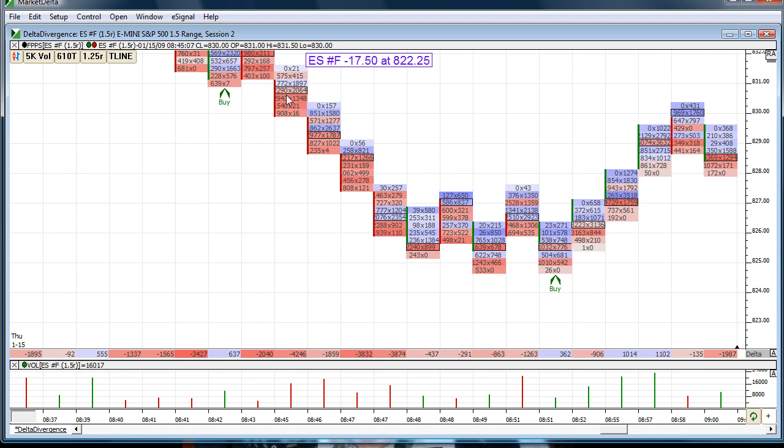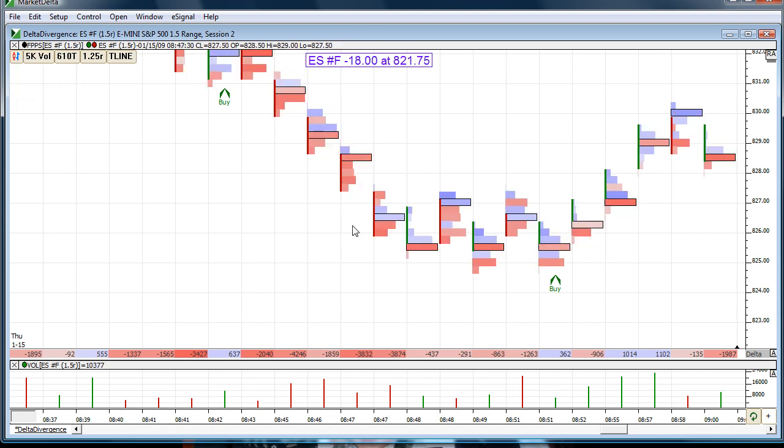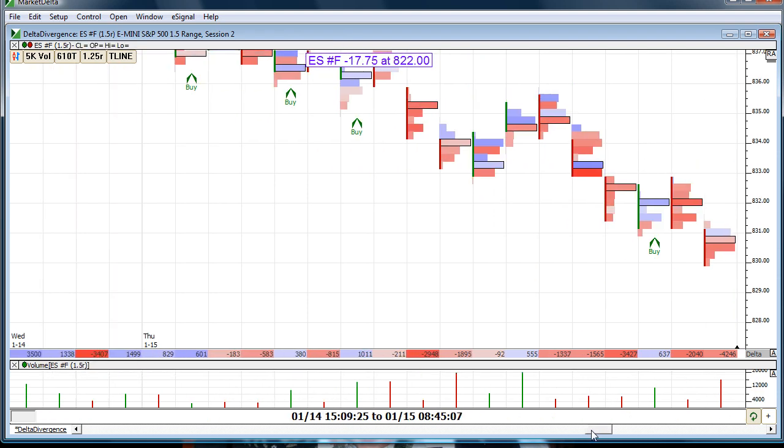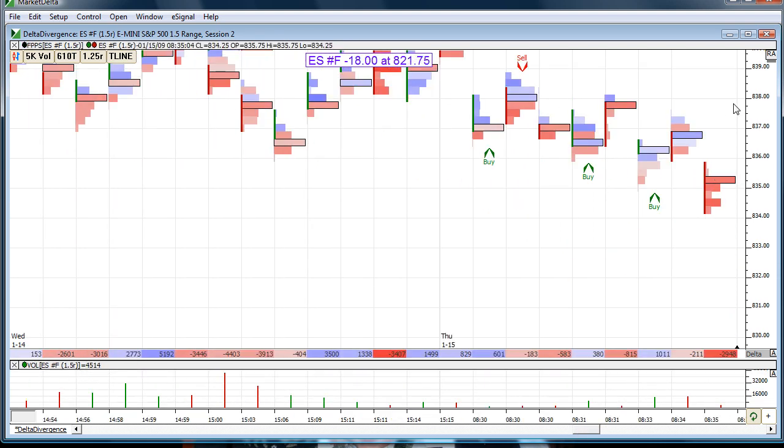Now to look at this another way, I'll change this to a footprint profile. You can see the same information, same signals, it's just more of a volume distribution with a delta, and you can see what that looks like. So why don't I just keep it here and I'll scroll back. Here's a sell.